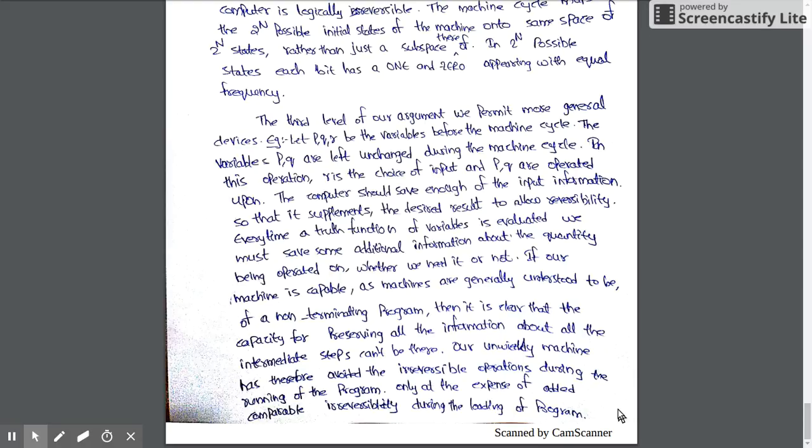If our machine is capable, as machines are generally understood to be, of a non-terminating program, then it is clear that the capacity for preserving all the information about all the intermediate steps cannot be there. Our unwieldy machine has therefore avoided the irreversible operations during the running of the program only at the expense of added comparable irreversibility during the loading of a program.